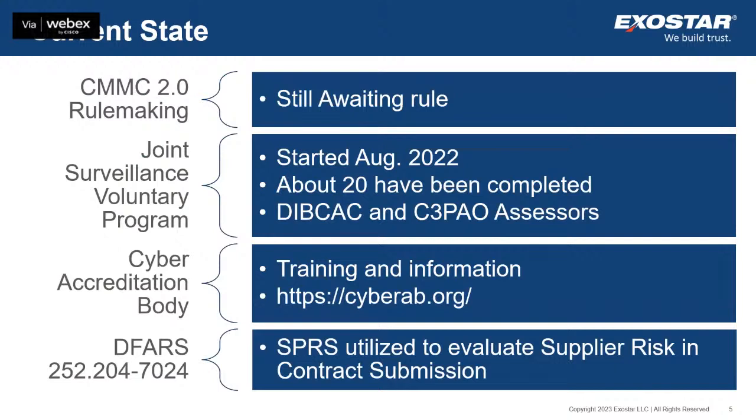Also, the latest rule that's come down from DFARS, which is the Defense Department's Federal Acquisition Regulations, is 252.204-7024. This basically allows DoD contracting officers to use the SPRS system and to use that as an evaluation of contracts that are out to bid on the overall risk that a particular vendor may have.